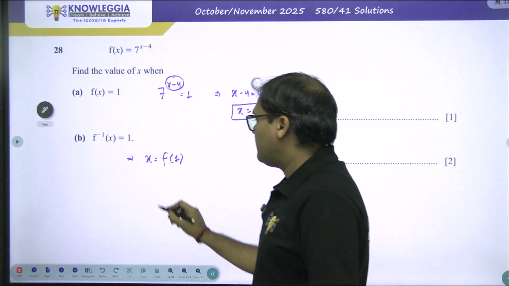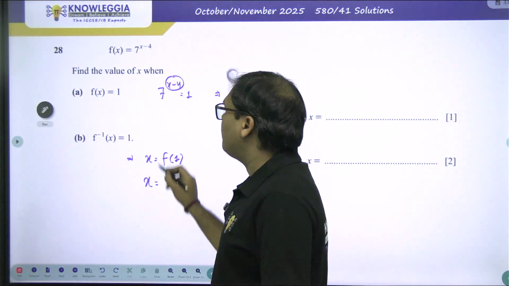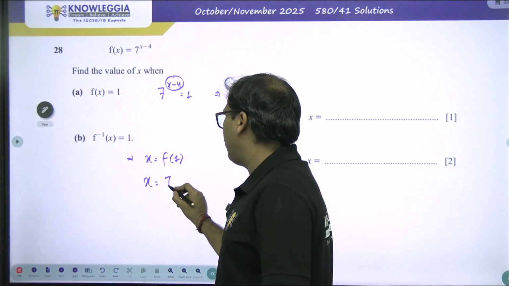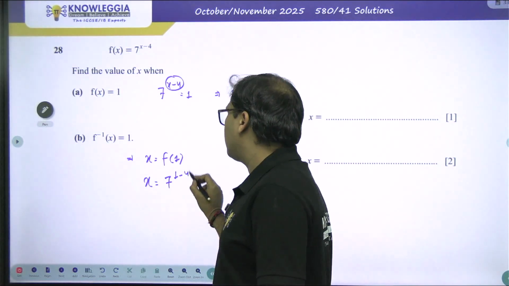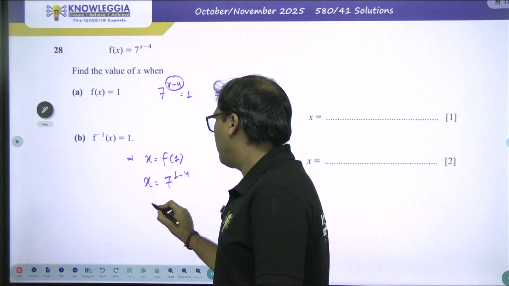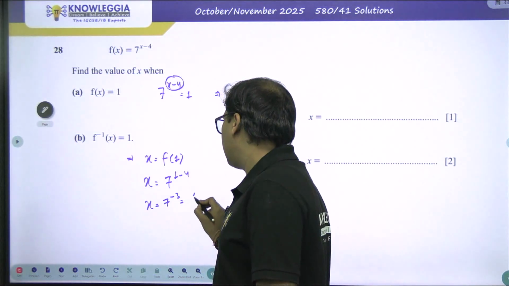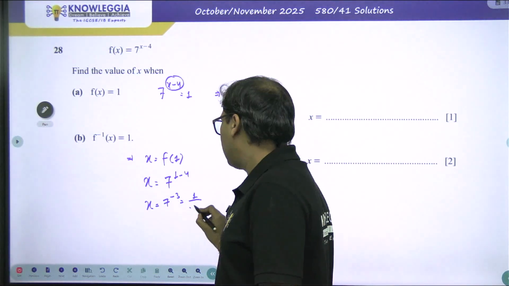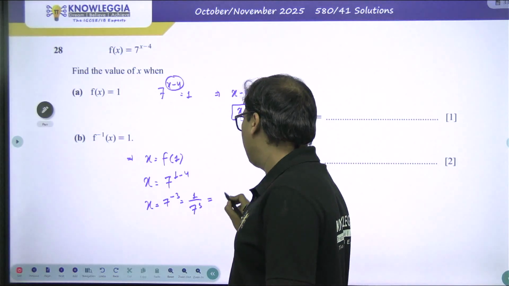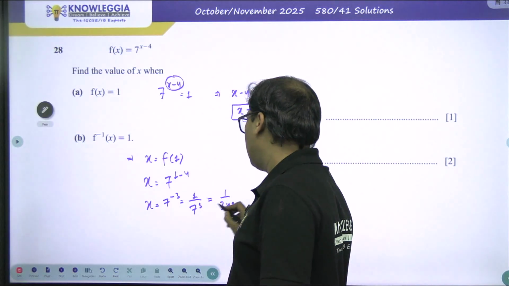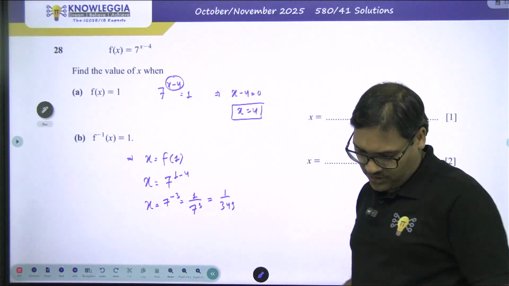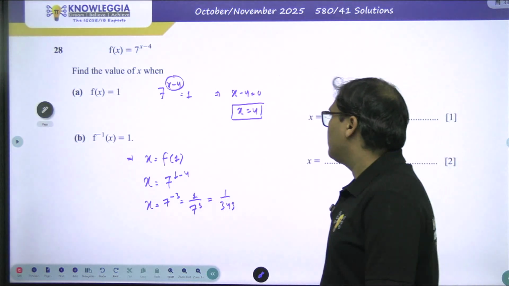Right? Now what is this? x will be equal to f of 1. Now what is f of 1? This is 7 to the power 1 minus 4. Right? So what is this? x is equal to 7 raised to minus 3, or you can say this is 1 upon 7 cube. 7 cube is 343. So x is equal to 1 upon 343. This is the solution of this.